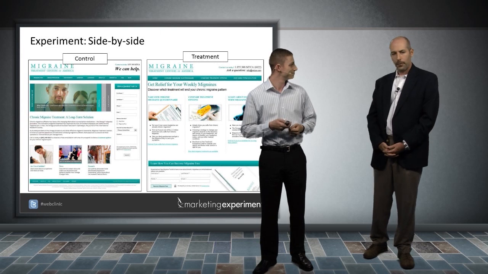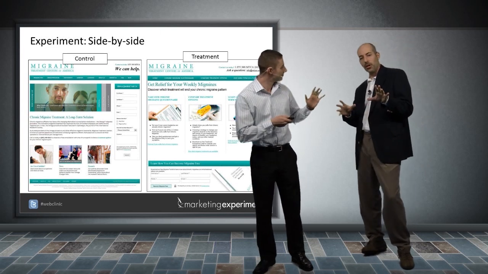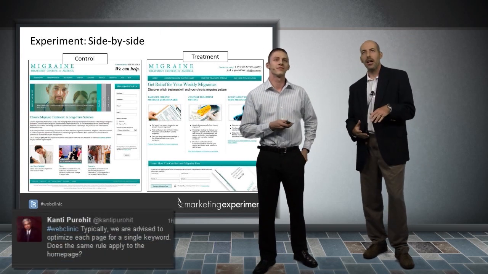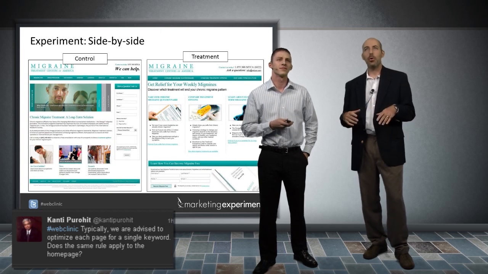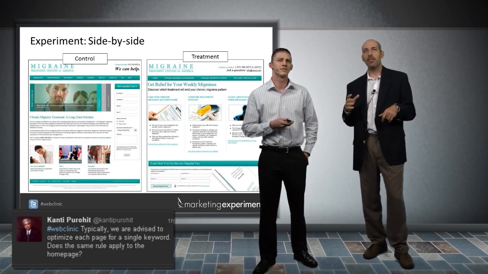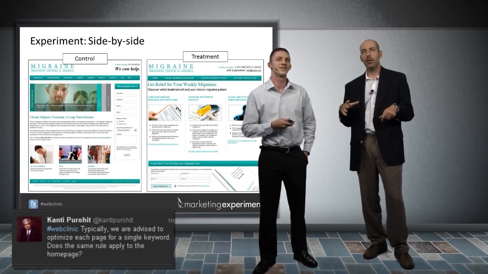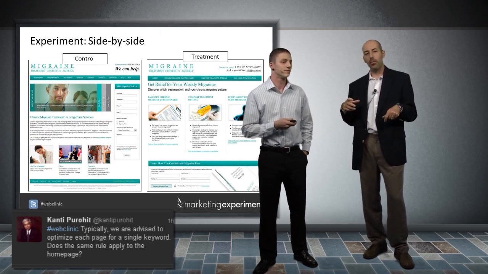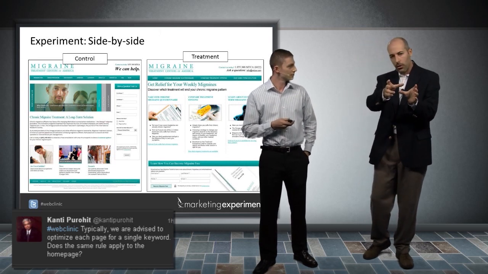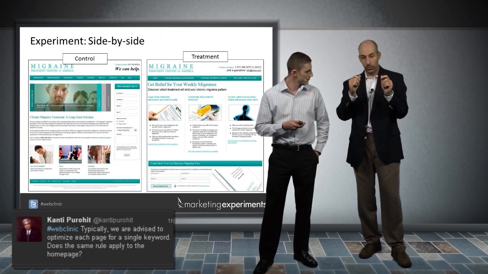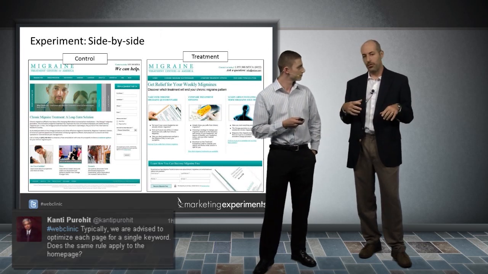Single call to action. Yeah, so before you get into the results, I see a question we have here from, I'm going to pronounce this wrong, but Kaneet Purohit. He says, typically we're advised to optimize each page for a single keyword. Does the same rule apply to the home page? And I think that really relates to what you're doing here, because in this case, we're talking about conversion rate optimization, not SEO per se.